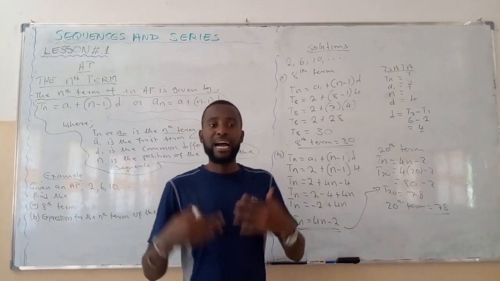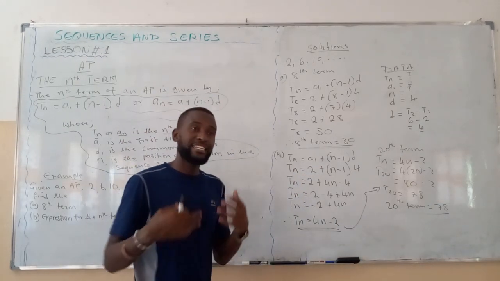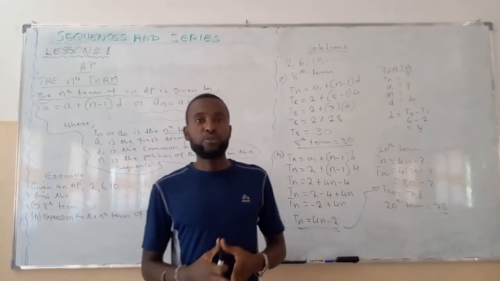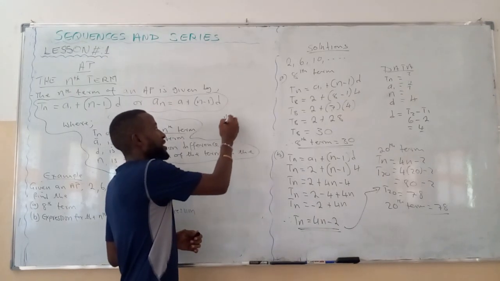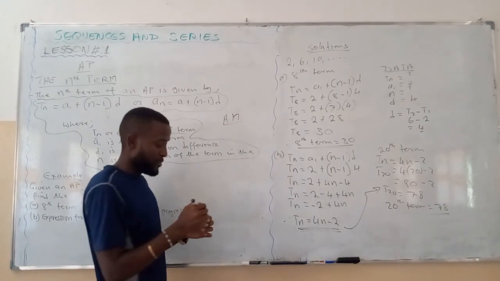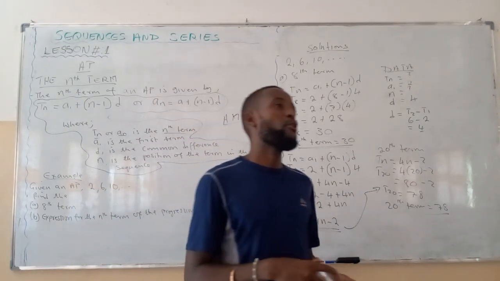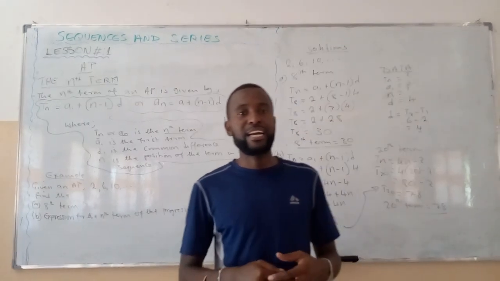You would have known how to solve the nth term, how to find the common difference, how to find the arithmetic mean, which will be our next concentration. Now we shall look at arithmetic mean, or we can say AM. And then after arithmetic mean, we are going to look at the summation, the sum of an AP, and then we shall do a lot of practice from there on.